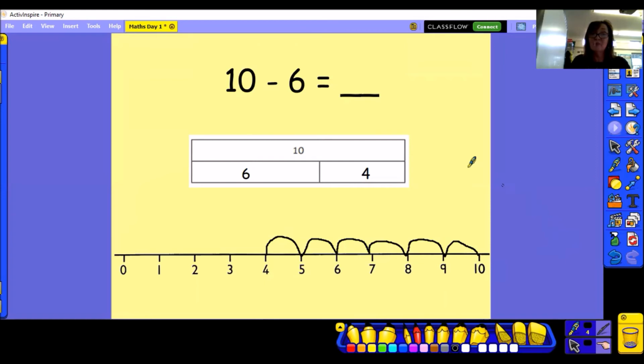If I know one of the numbers, because 10 is the whole, if I know one of the parts, I can use my number bonds as well to work out the next number, the 2 numbers that go together to make 10. And we know that 6 and 4 make 10. So 10 take away 6, we've got the 10, we've got the 6, the answer is going to be 4. And that is much quicker than doing it on your fingers or writing it out. Okay.